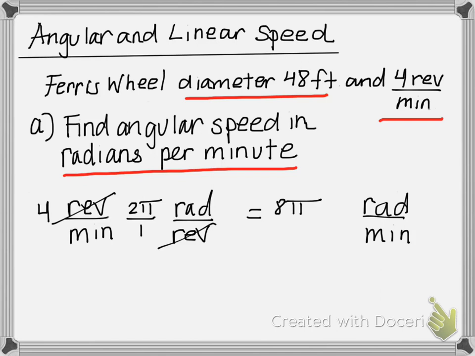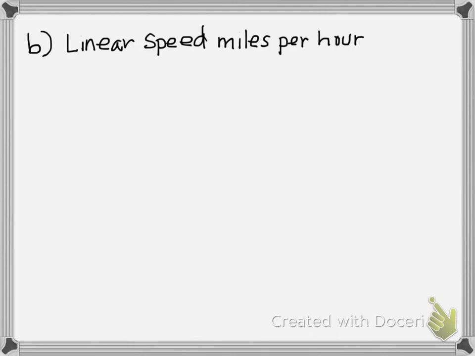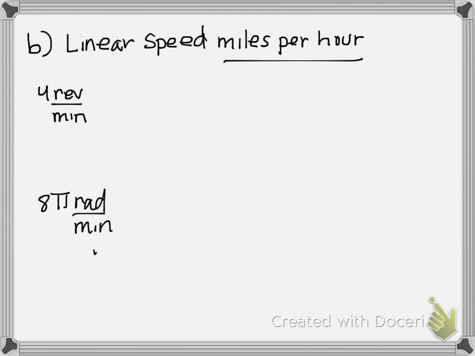In the next part of the problem, I'm looking for linear speed in miles per hour. So I'm either going to use the 4 revolutions per minute that was given, or I'm going to use the 8 pi radians per minute that I found. I want to convert one of these to miles per hour.